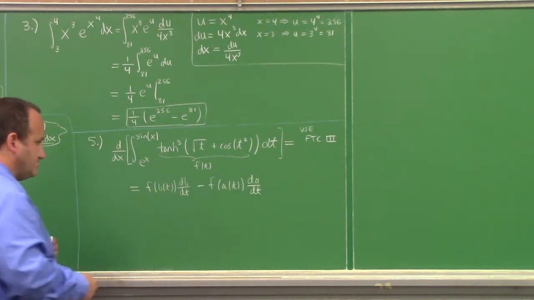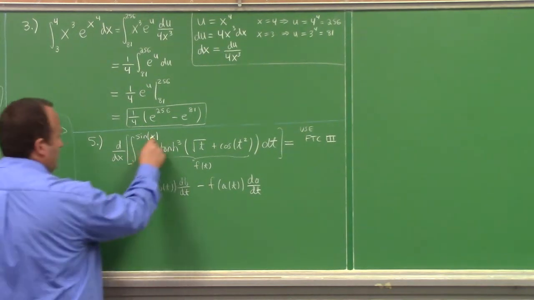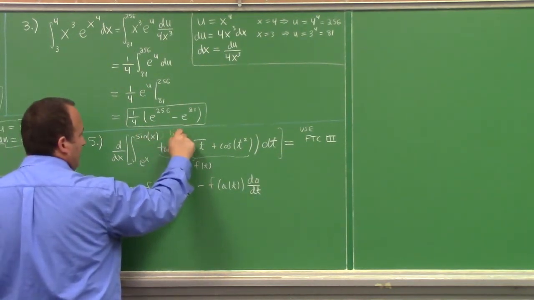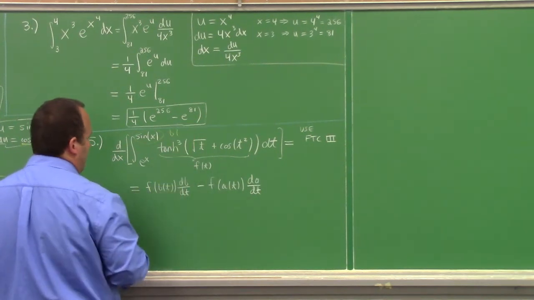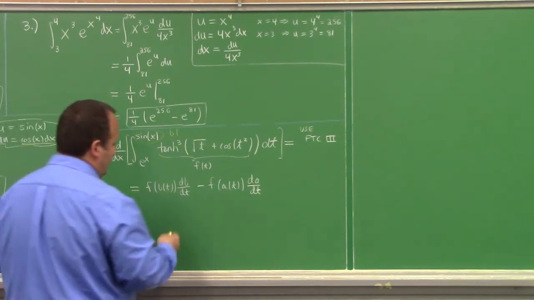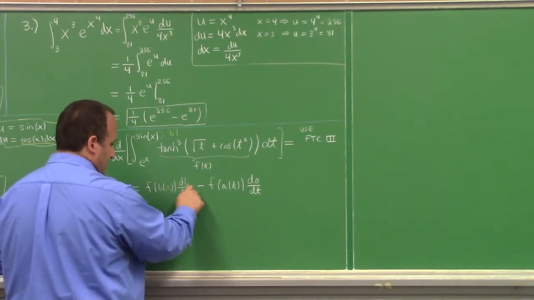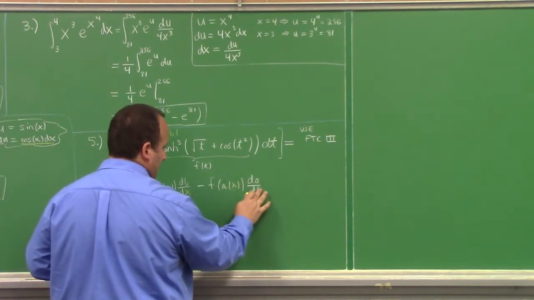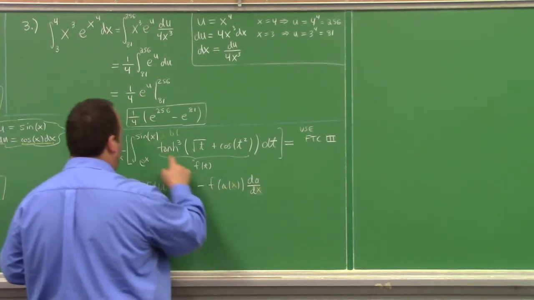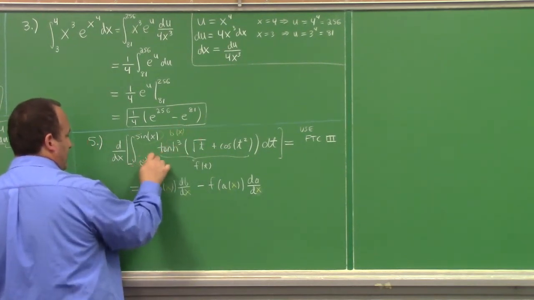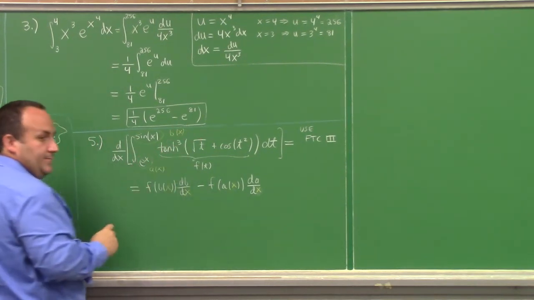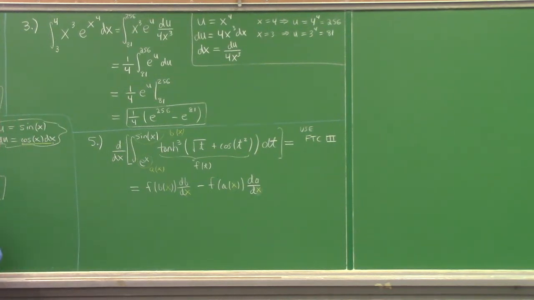Now here, this is b of t. Excuse me, I'm an idiot. Did I say dt? No, these are functions of x, aren't they? I'm a dummy, sorry about that. So this is b of x, and this here is a of x. So the only differentiation that you have to do is actually differentiating the bounds. And the only other thing you have to do is just evaluate the integrand at the bounds.